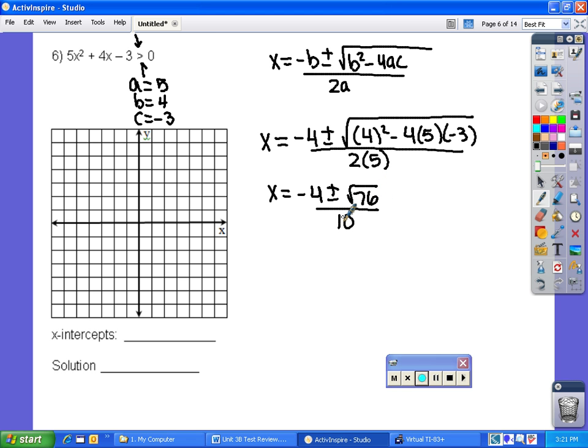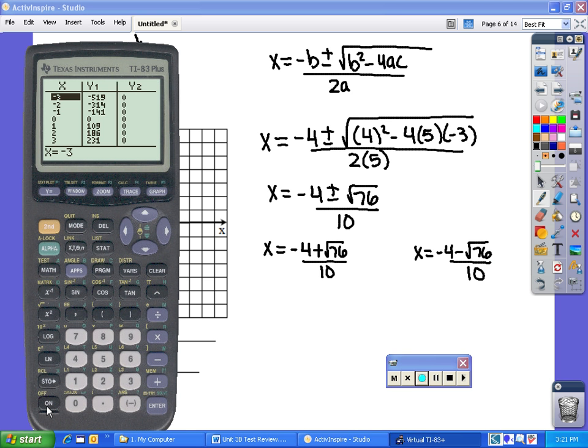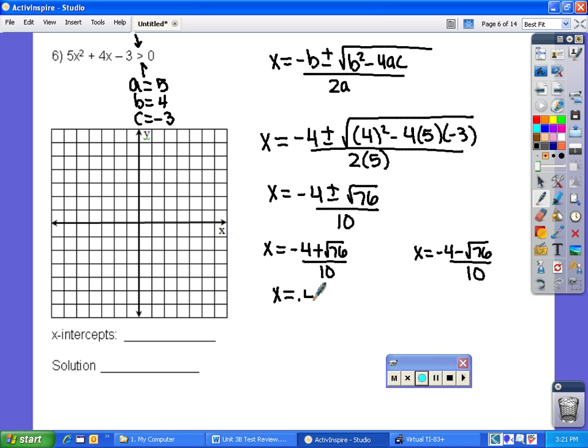76. Now you want to separate it into 2 answers. -4 plus square root of 76 over 10. And -4 minus square root of 76 over 10. So you can put that in your calculator. And when you put it in the calculator, you get -4 plus square root of 76. And then press enter. Once you get your answer, divide that by 10. And you get an answer of x equals 0.472. If you put 1, that's fine, but it's supposed to be rounded to 0.472.